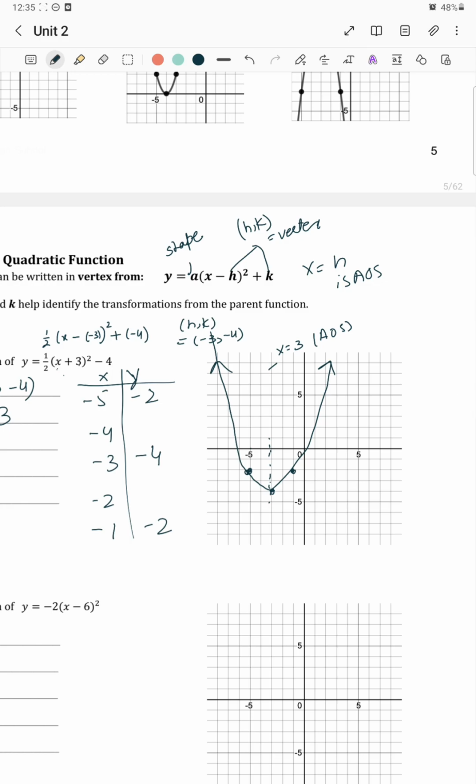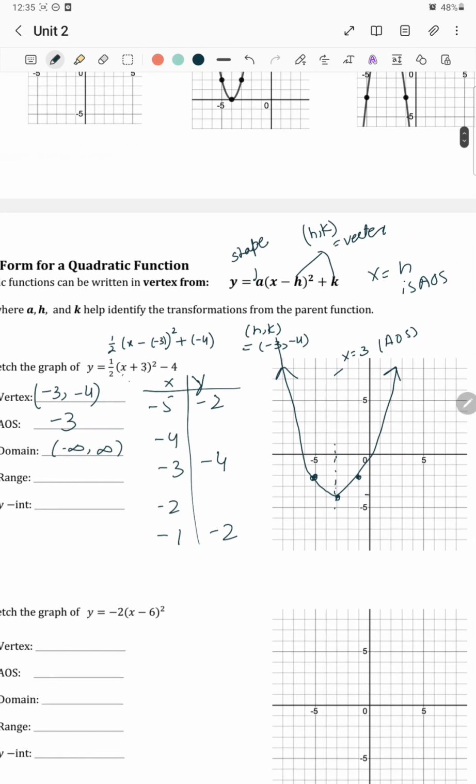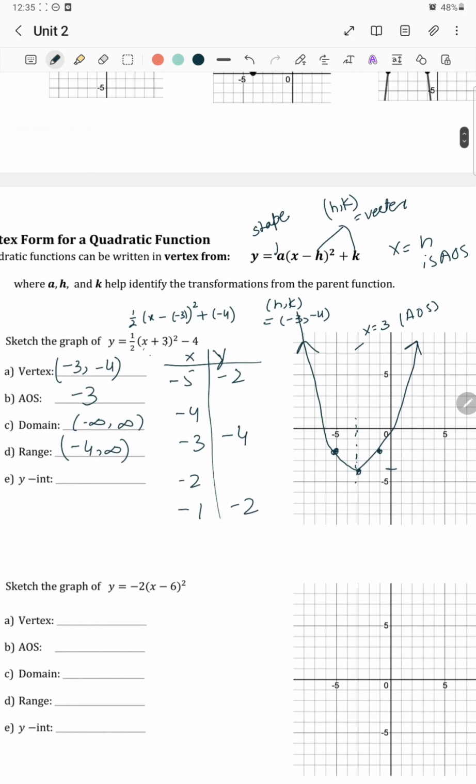Okay, so what will be the domain of this? It is going from minus infinity to plus infinity values of x, and for the values of y, it is the range. It is going from the minimum of minus 4 to positive infinity. And for the y-intercept, it is crossing y at 0 and 0.5.